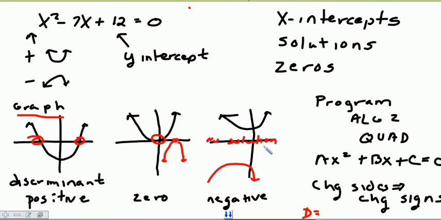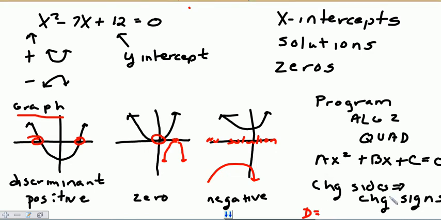You don't have to graph to find the solution. Another way to find it is to use the program Algebra 2 and Quad. This uses the quadratic formula in order to solve a quadratic function. The quadratic has to be in standard form in order to use this: ax squared plus bx plus c equals 0.